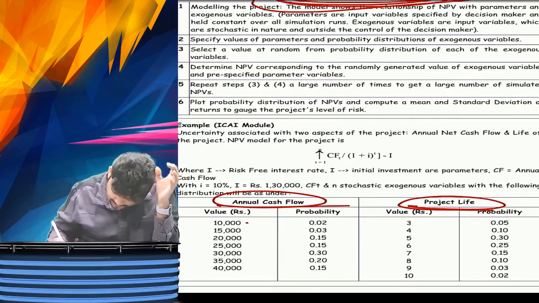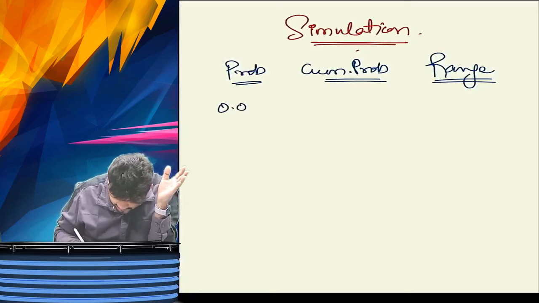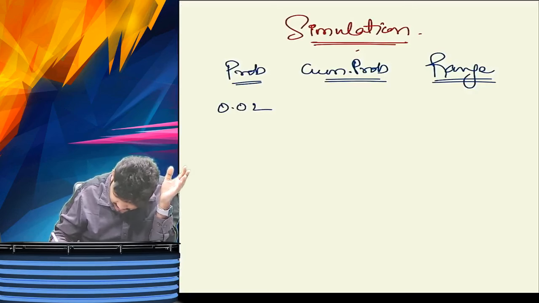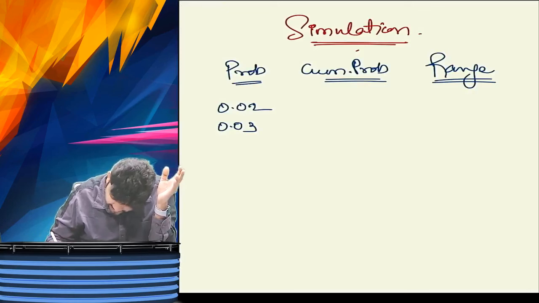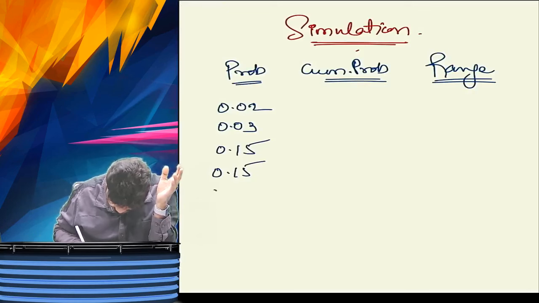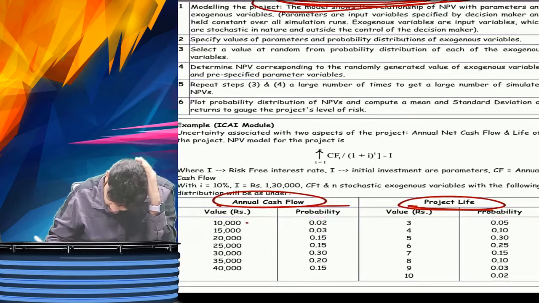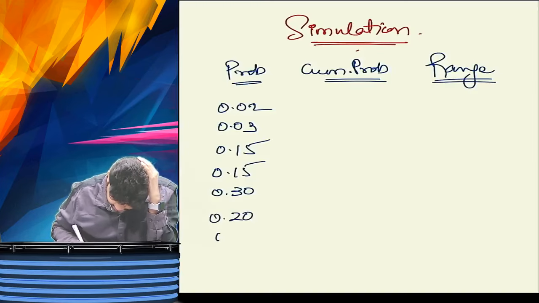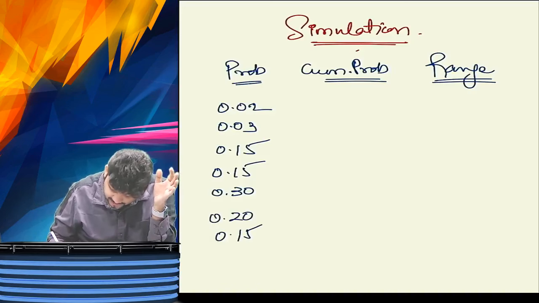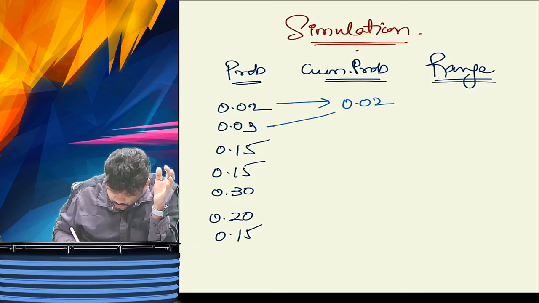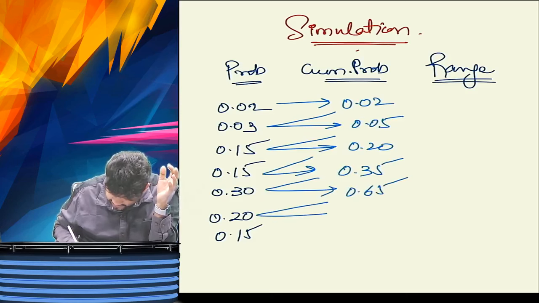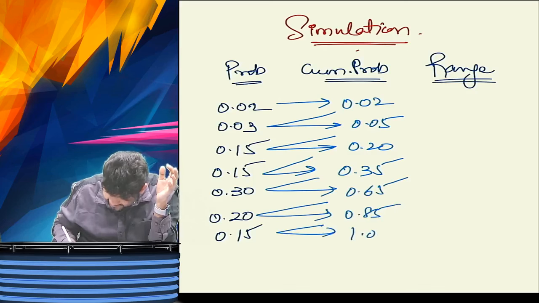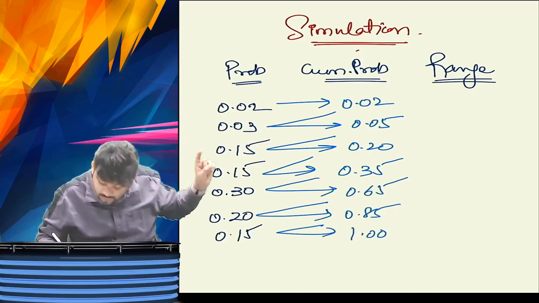In this question, say probability is given 0.02, 0.03, 0.20, 0.15. Now, how do you calculate the cumulative probability? It will be 0.02, add 0.05, add 0.20, add 0.35, add 0.65, add 0.85, add 1.00. And then you have to learn to calculate the range.